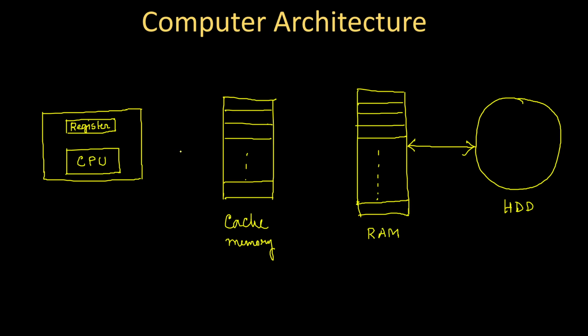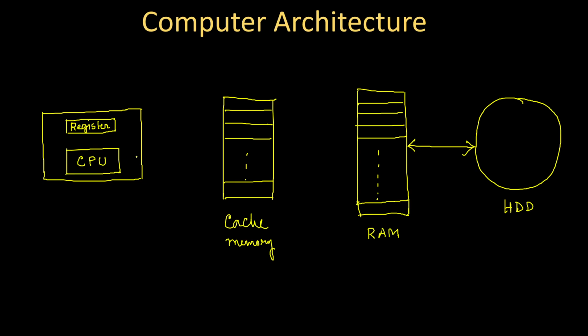Now you can keep any number of caches in your system. For example, I have only one cache in this particular situation I am showing, but this cache can be of different levels also. I mean, there can be a cache within the processing unit also, and in that case the hierarchy is defined.